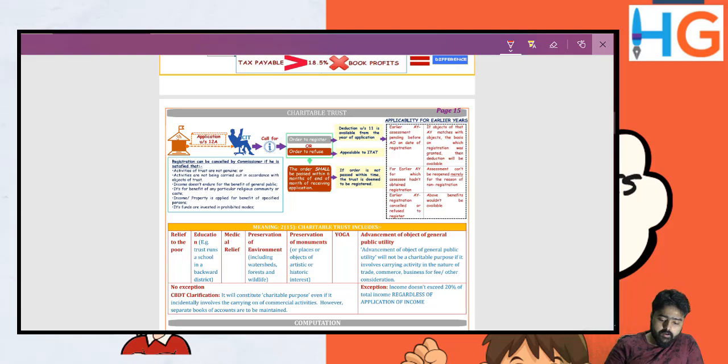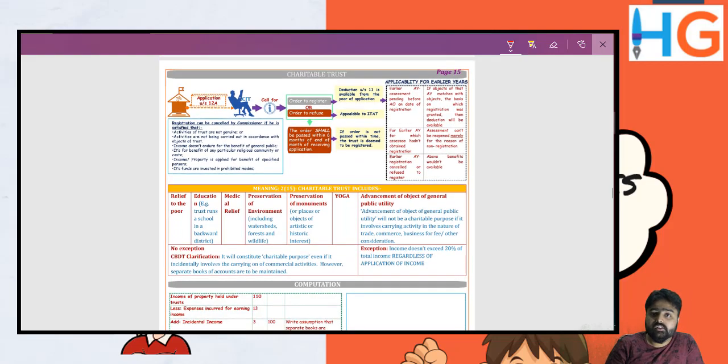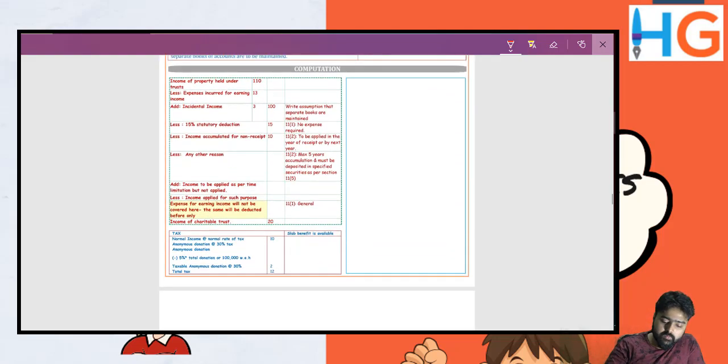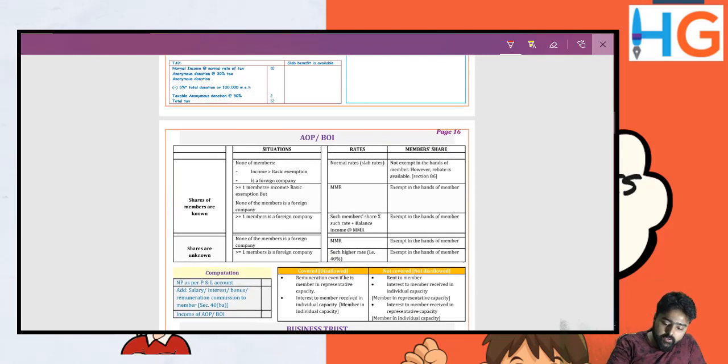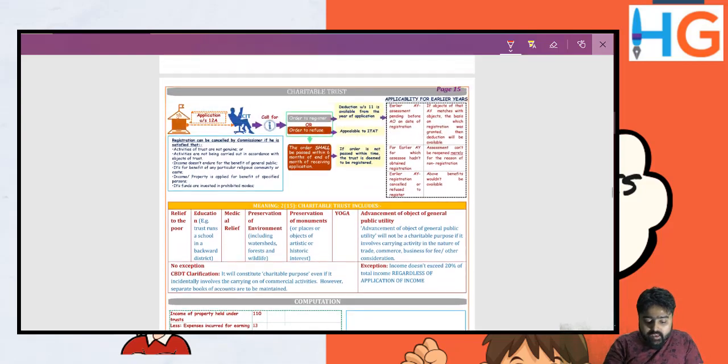We'll be doing assessment of charitable trust, assessment of business trust, and assessment of various entities, including assessments of AOP and BOI. We had completed assessments of partnership firm and company in the previous day. So let's look at charitable trust.